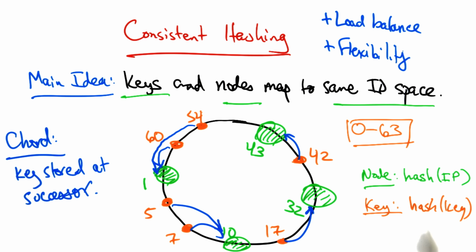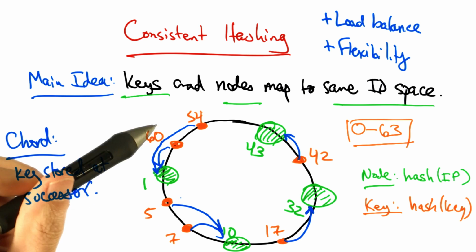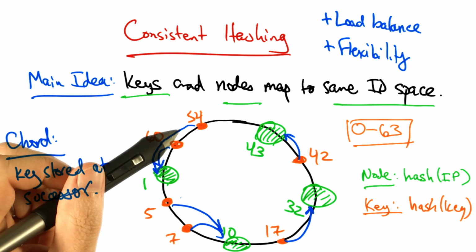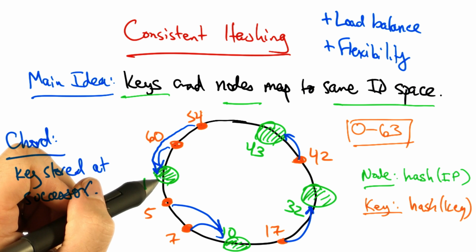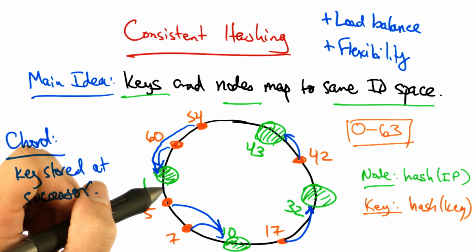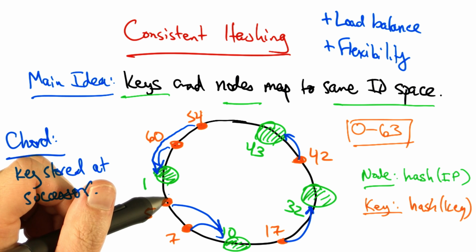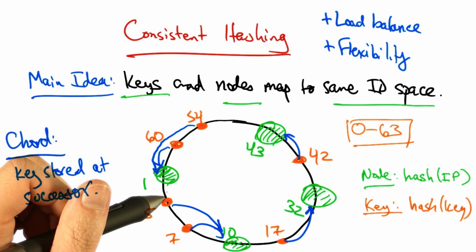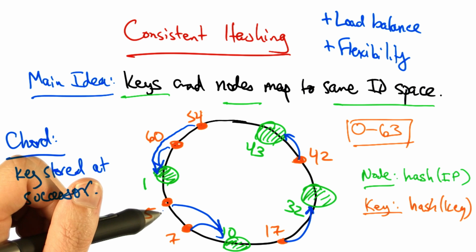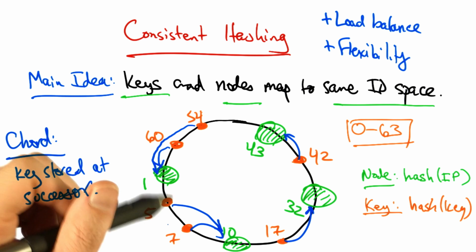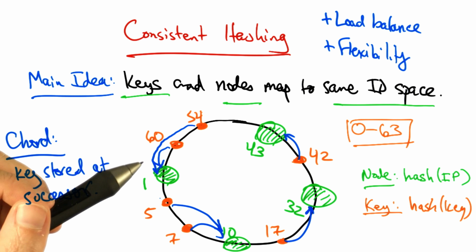Consistent hashing offers the properties of load balance because all nodes receive roughly the same number of keys, and flexibility because when a node joins or leaves the network, only a fraction of the keys need to be moved to a different location. You can actually prove that this solution is optimal, meaning that the minimum number of keys need to be remapped to maintain load balance when a node joins or leaves the network.